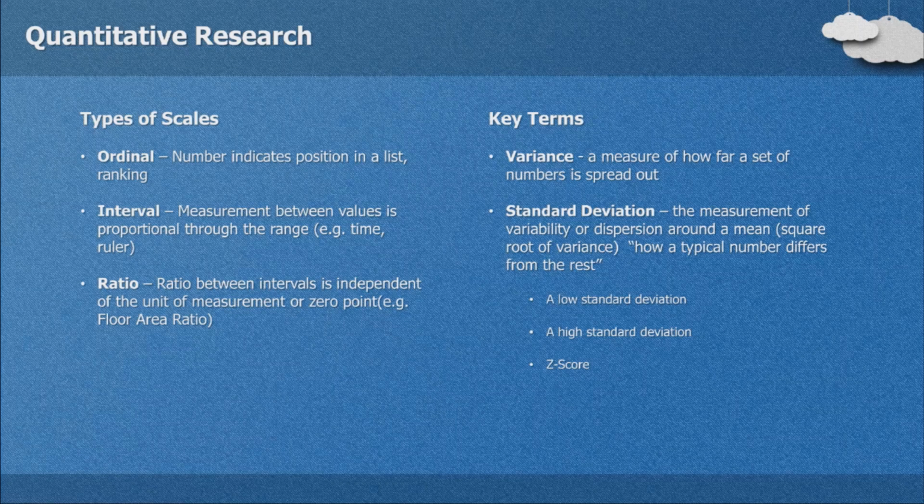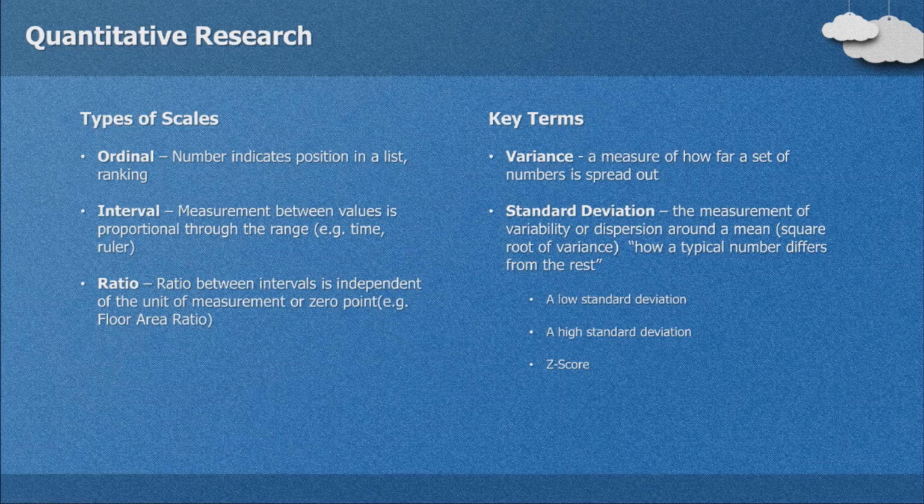So think of floor area ratio. We're measuring square footage, but the outcome is just a number. So the ratio is between two intervals. It's independent of the unit of measurement. You're just looking for the ratio of one value to another.